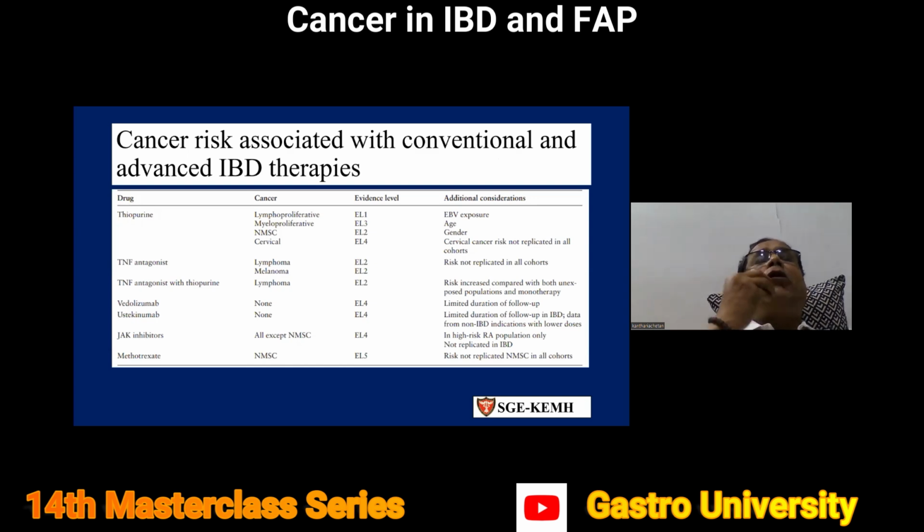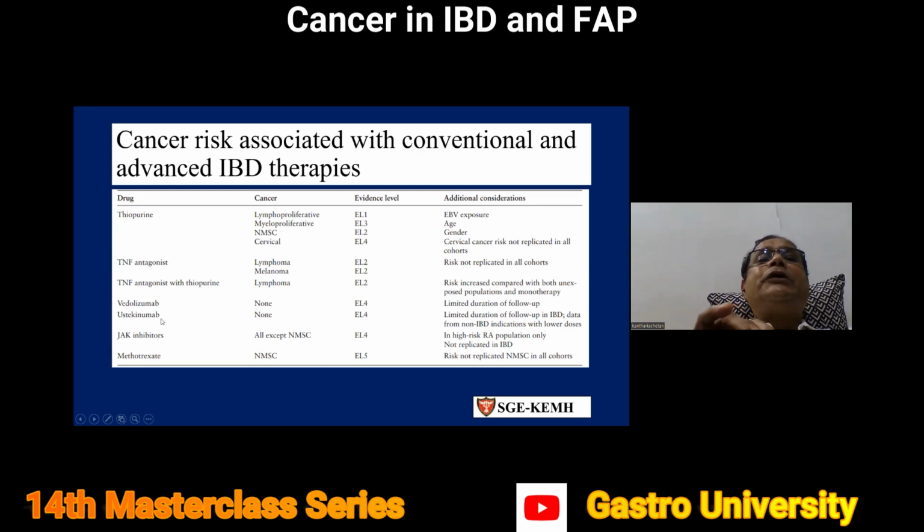So now, what are the common drugs used which can give rise to malignancies in patients receiving therapy for IBD? So thiopurine can give rise to lymphoproliferative and myeloproliferative disorder, non-melanomatous skin cancers and cervical cancers. TNF antagonists can give rise to lymphoma and melanoma. When TNF antagonist is used in combination with thiopurine, it can give rise to lymphoma.